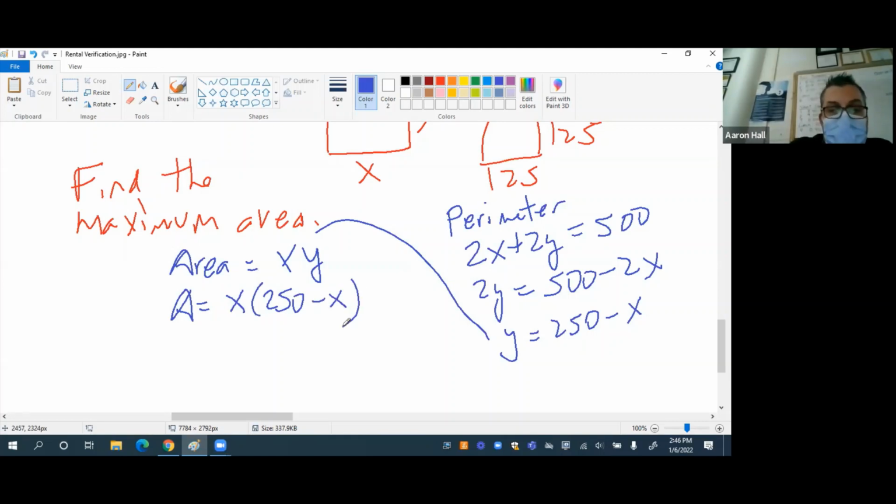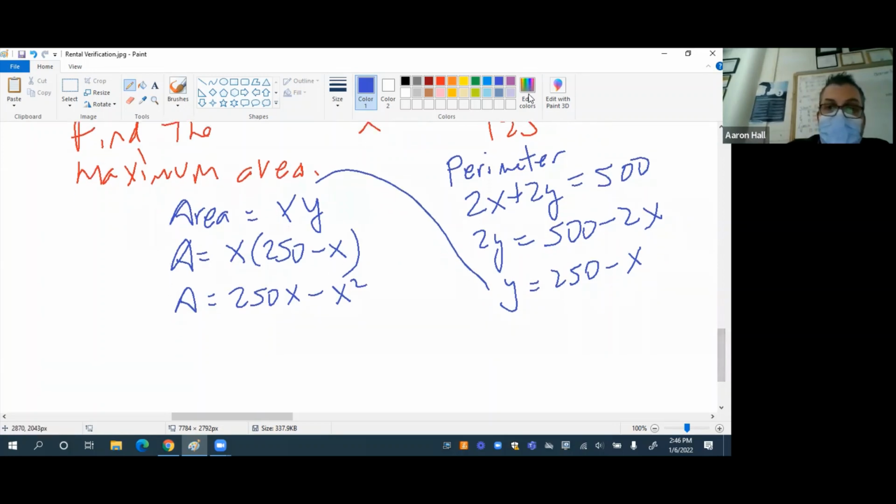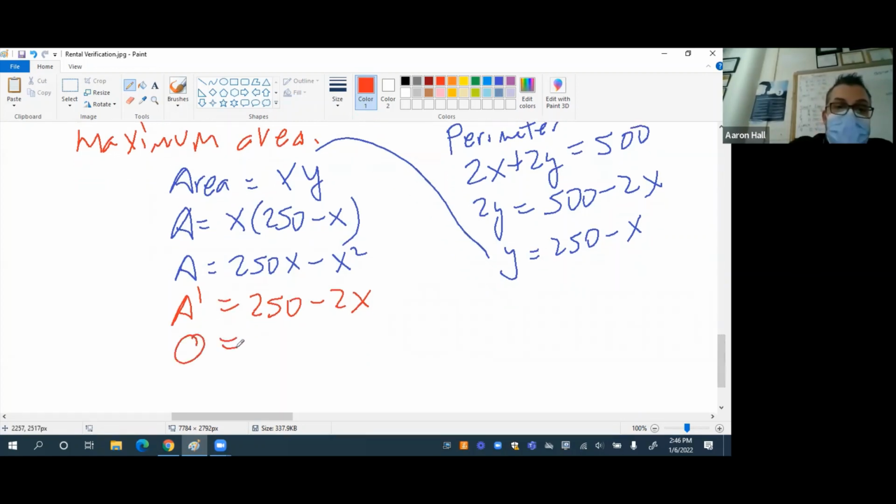Now what? And then you could find, it starts with a D. Distribute. Okay, so that gives me 250x minus x squared. Does that look right to you? Yeah. Okay, please correct me if I make a mistake. Now what? Find the derivative of that. Okay, if I find the derivative, that's going to give me 250 minus 2x. Now what? We'd set that to 0. 0 equals 250 minus 2x.